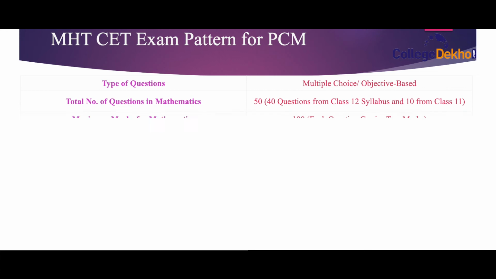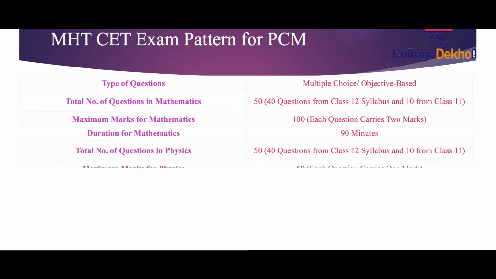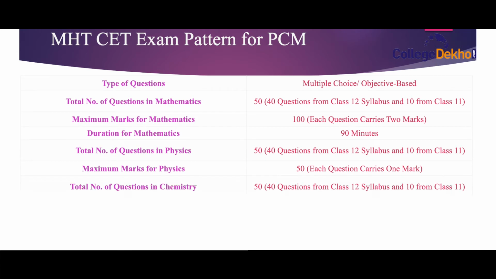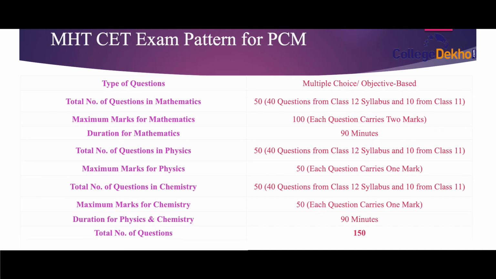So, the MHT CET exam pattern. Let's discuss the exam pattern for PCM. For PCM, the type of questions will be multiple choice questions, like objective based questions. You will have 4 options and you need to choose one correct answer. The total number of questions in mathematics is 50. 40 questions will be from the class 12 syllabus and 10 questions from the class 11 syllabus. So 80% weightage for the class 12 syllabus and 20% weightage for the class 11 syllabus.